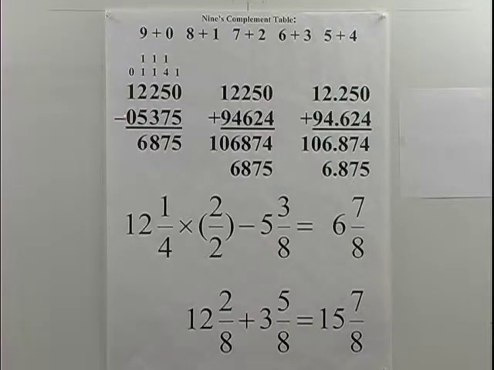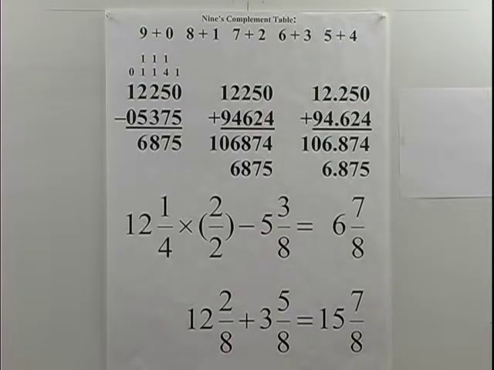The number added to 0 that equals 9 is 9. The number added to 5 that will equal 9 is 4. The number added to 3 that will equal 9 is 6. The number added to 7 that will equal 9 is 2. The number added to 5 that will equal 9 is 4. So I have the nines complement of the subtrahend. Now I'm going to proceed to add.